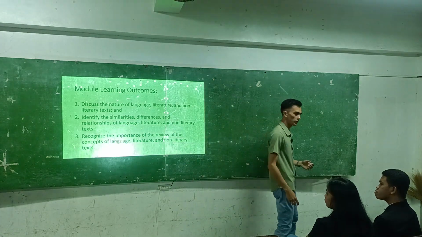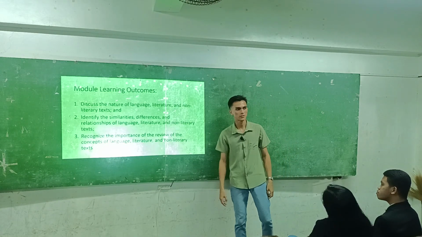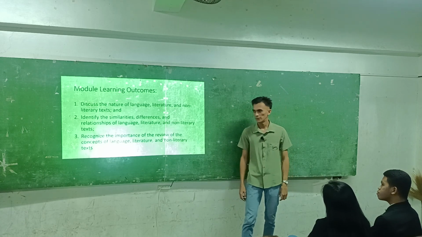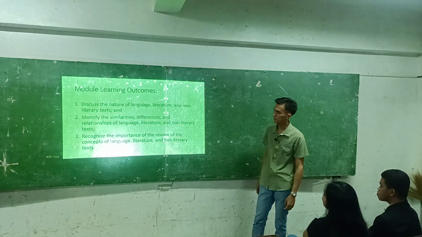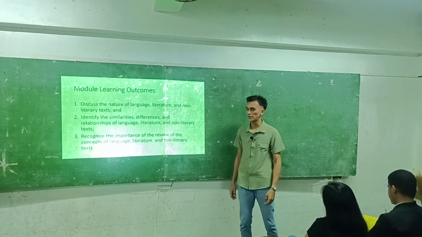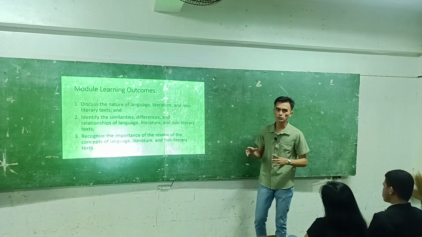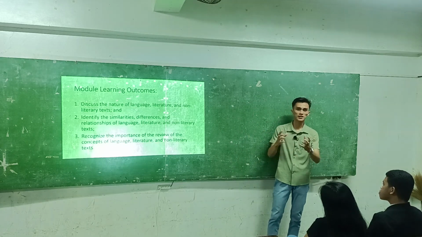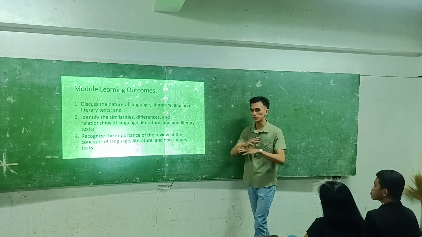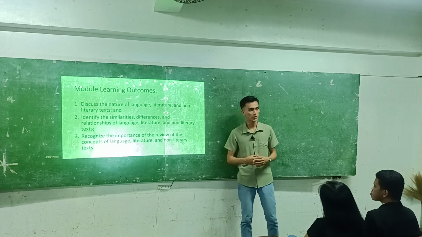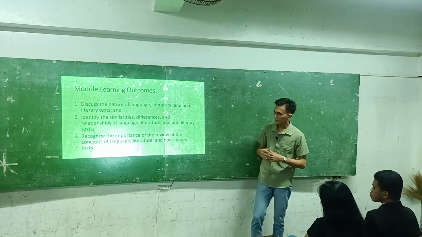If we have course outcomes or the goals that we want to achieve in this course, we also have module learning outcomes, specifically for module 1. Number 1, you should be able to discuss the nature of language, literature, and non-literary texts. If you don't have any idea how to master the language, especially the non-literary text, don't worry, you are in the right place. I will be dealing with simple ways of explaining the things that you need to learn and not showing you complicated topics. One step at a time.